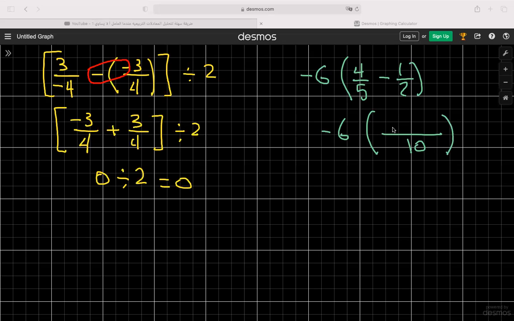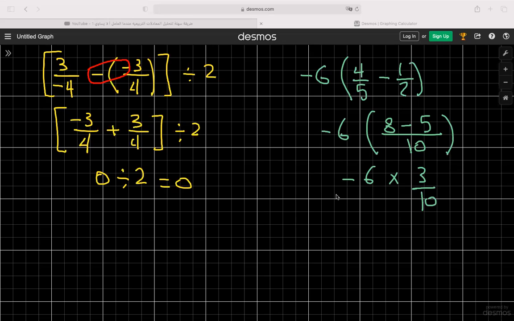2 is what we multiply into the 4, we get 8. Minus 10 divided by 2 is 5. 5 is what we multiply into the 1, we get 5. We have -6 times brackets, or we could just write times. That's going to be 3 over 10.